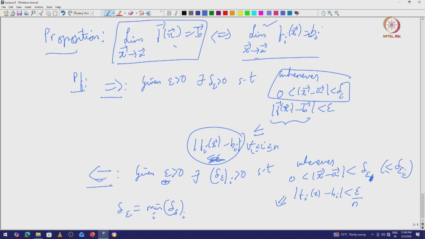What does this mean? What is the norm of f of x minus b? This is the square root of f1 of x minus b1 squared plus and so on. This is less than the square root of epsilon squared by n squared plus epsilon squared by n squared and so on, which is epsilon divided by square root of n, which is less than epsilon. So both directions work. This is a simple enough proposition, but just for our own practice, I have proven it in detail.